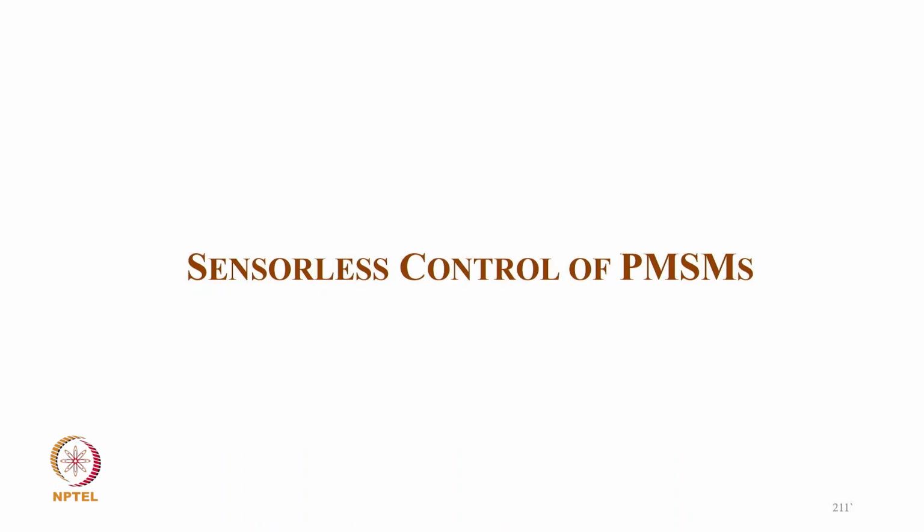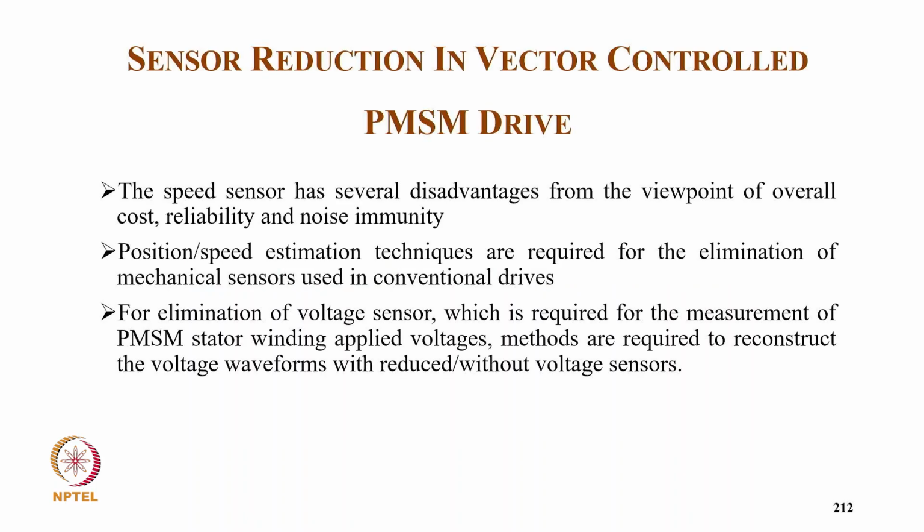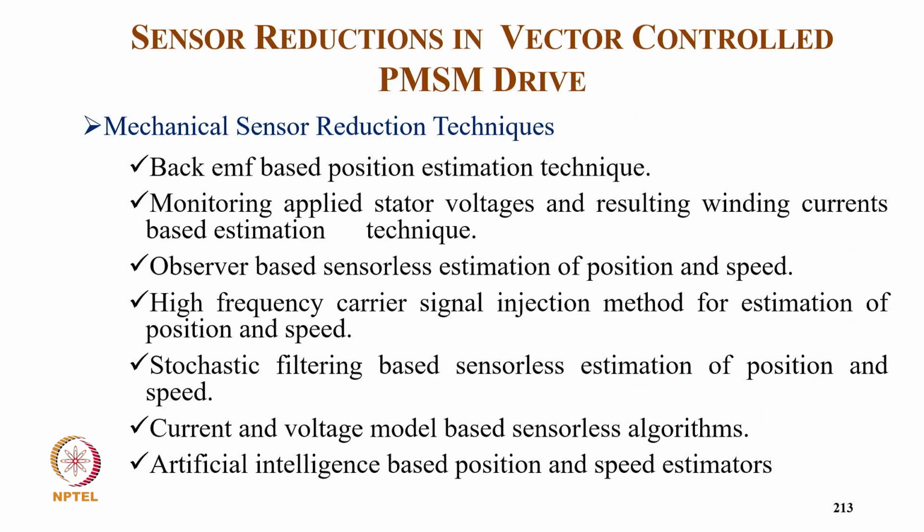Now coming to sensorless control of PMSM. So now, sensor reduction in vector control PMSM drive. The speed sensor has several disadvantages from the viewpoint of overall cost, reliability, and noise immunity. Position and speed estimation techniques are required for elimination of the mechanical sensors used in the conventional drive, and for elimination of the voltage sensor, which is required for the measurement of the PMSM stator winding applied voltage. Methods are required to reconstruct the voltage waveform with reduced or without voltage sensors.